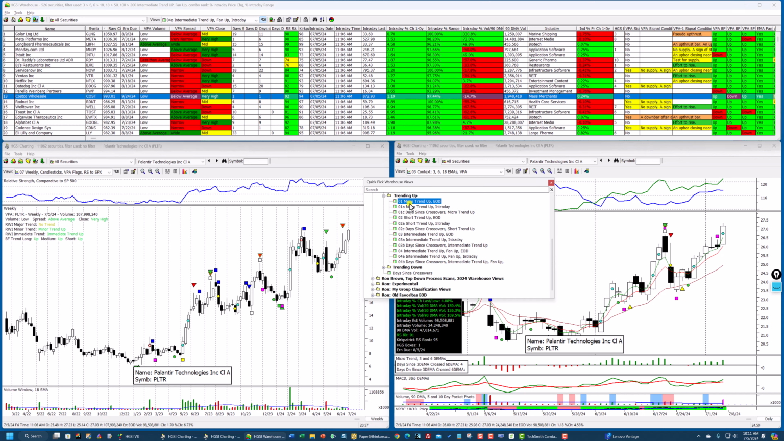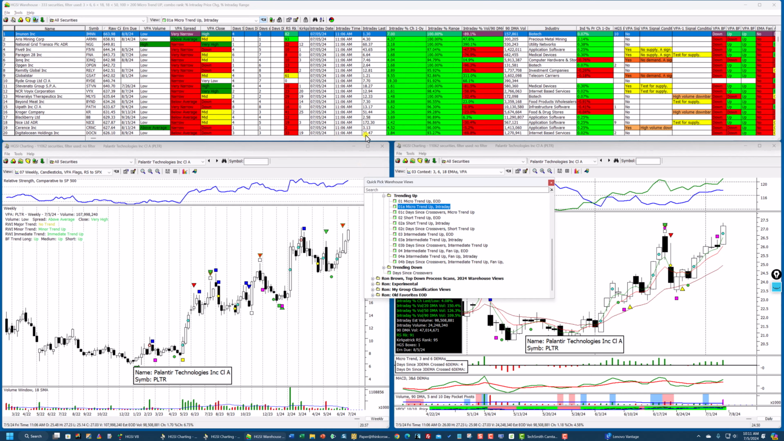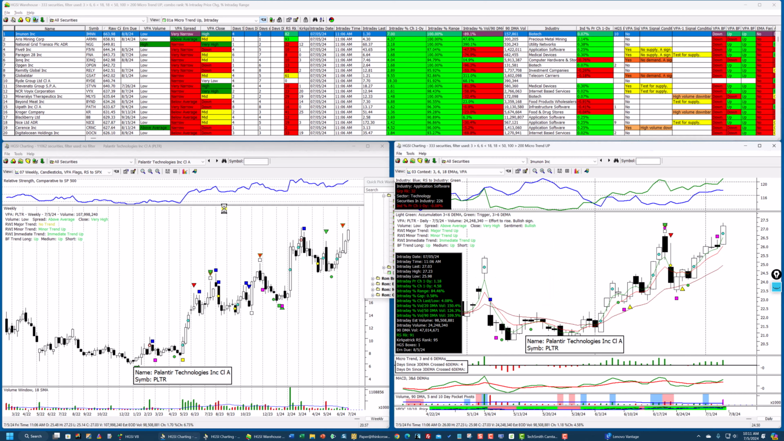If you're looking for short-term stocks that are just turning up, you go to the micro trends in intraday, and these stocks, well, I'll just bring one up.